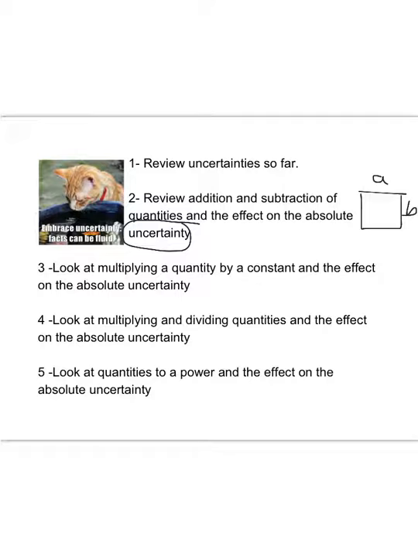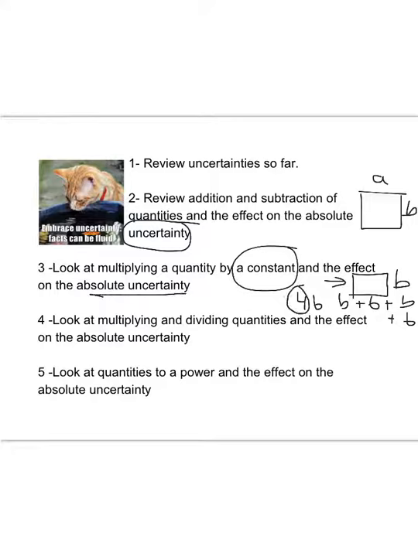Then we're going to look at multiplying a quantity by a constant. So let's say you were working out the perimeter of that square. That looks like a rectangle, but it should be a square. And you have four sides B that are exactly the same. You could do B plus B plus B plus B, or you could just do 4B. What is the consequence of that 4 on the absolute uncertainty?